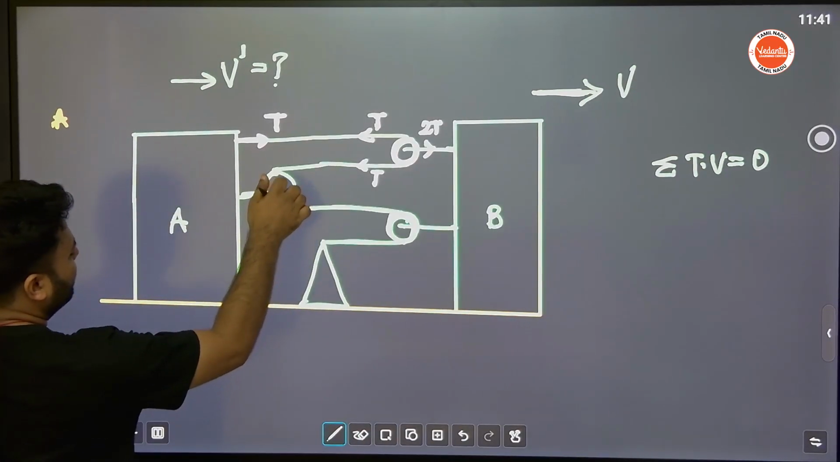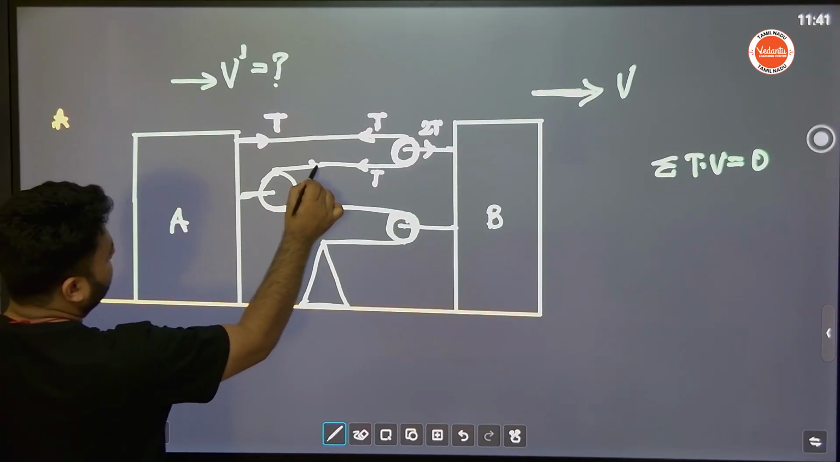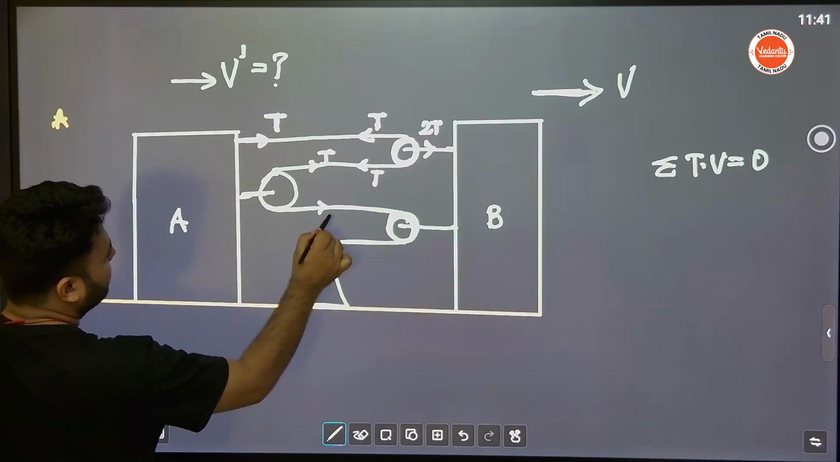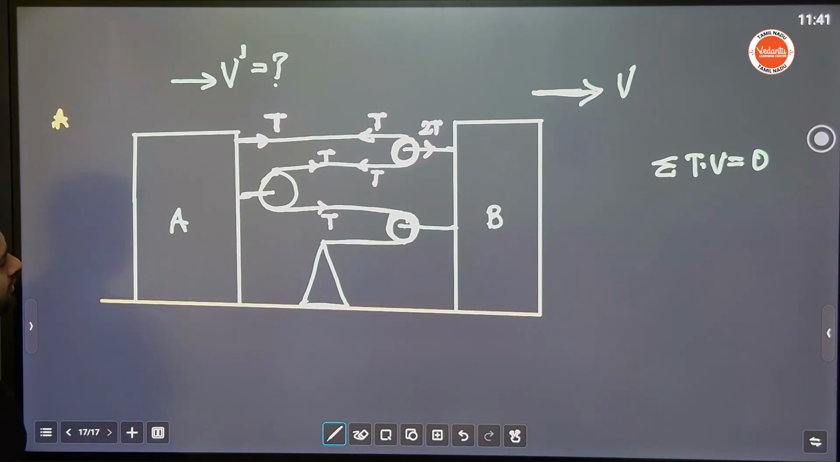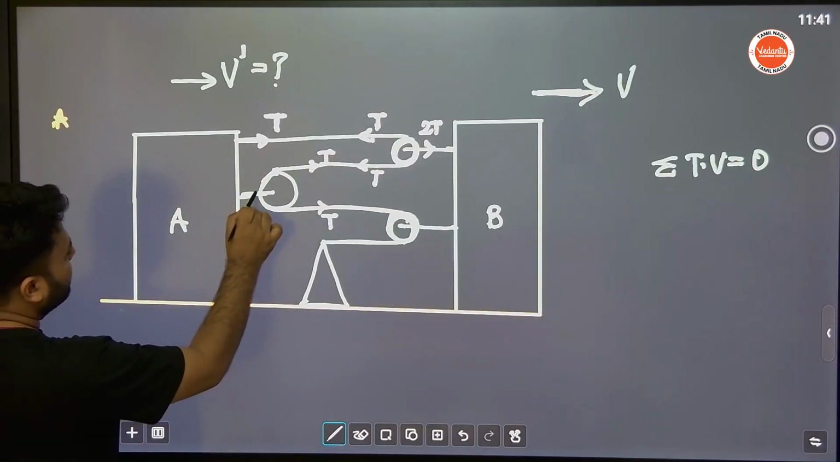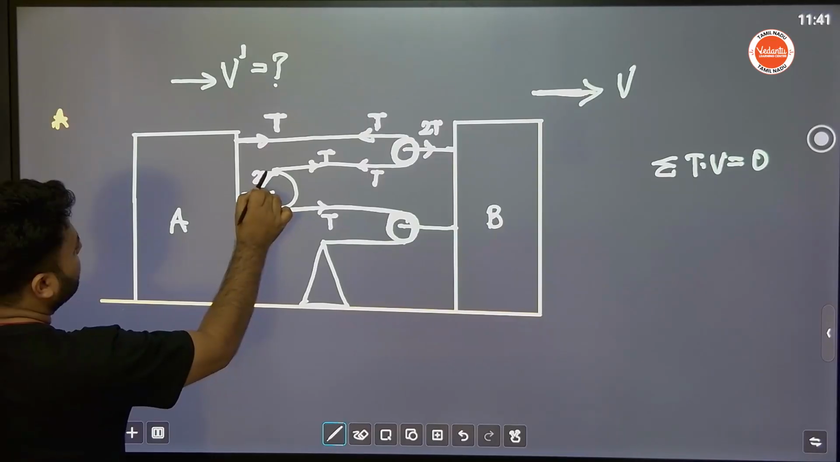Now this is T. Again for this pulley, tension will act away. So this will be T. Again tension will act away. So this will be T. Now this is T. This is T. This side 2T. So this side also 2T. So this side also I am saying it will be how much?